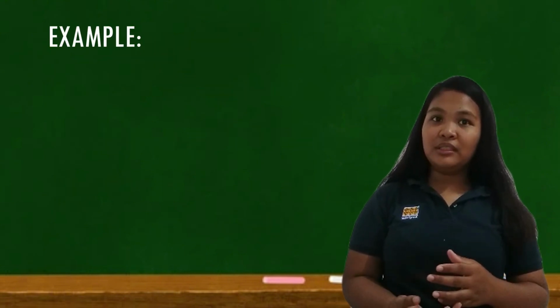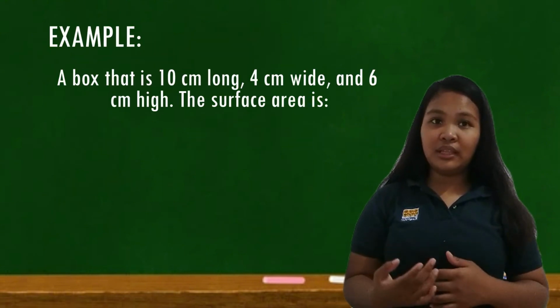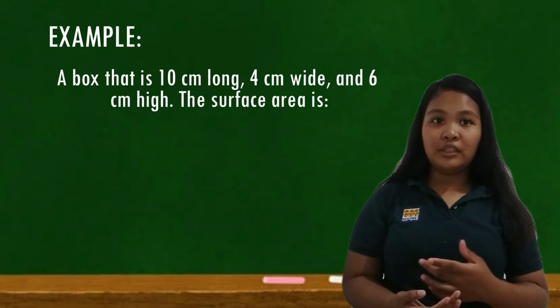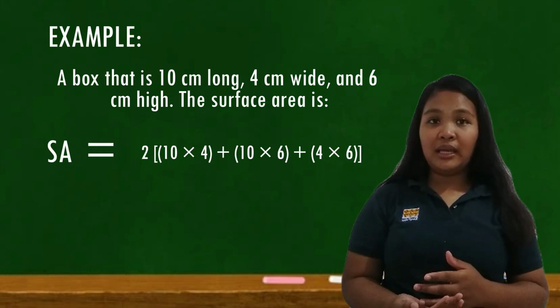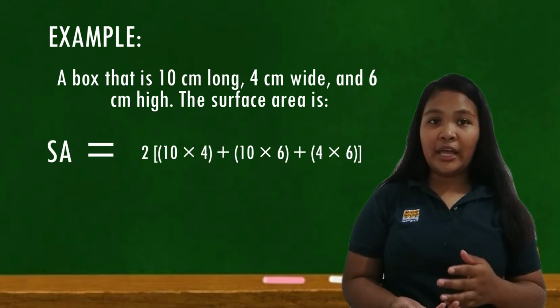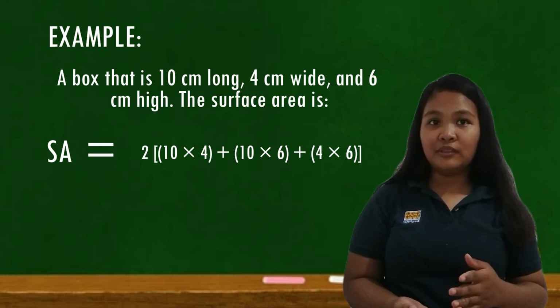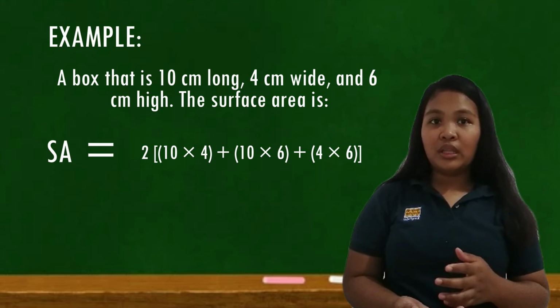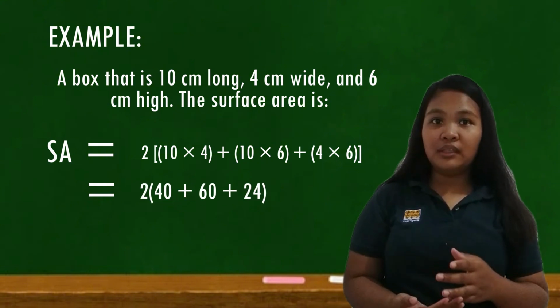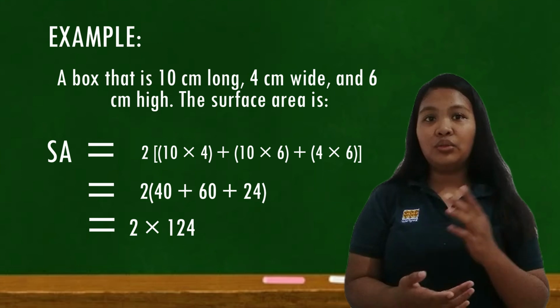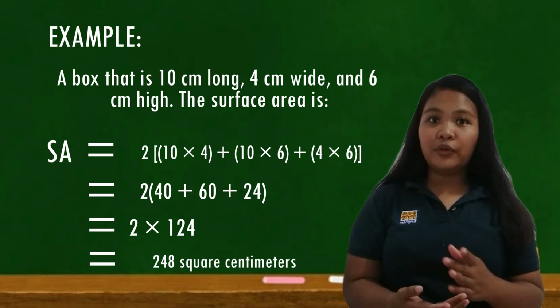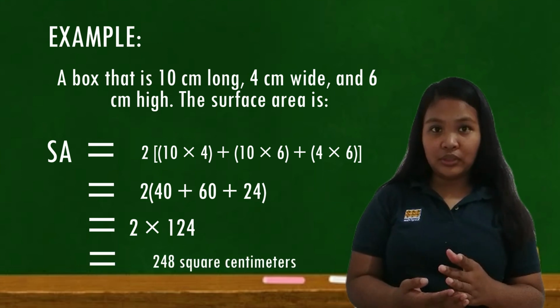For example, let's say we have a box that is 10 centimeters long, 4 centimeters wide, and 6 centimeters high. To get the surface area, we have to multiply 10 times 4, 10 times 6, and 4 times 6. Now we have 40 plus 60 plus 24. Then we multiply it by 2, and we get 248 square centimeters.